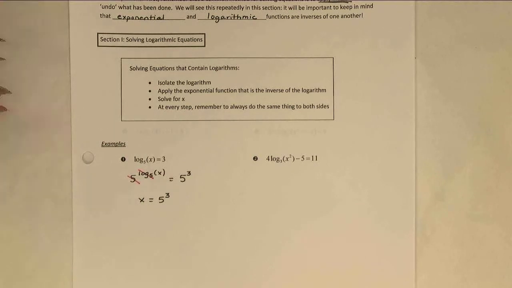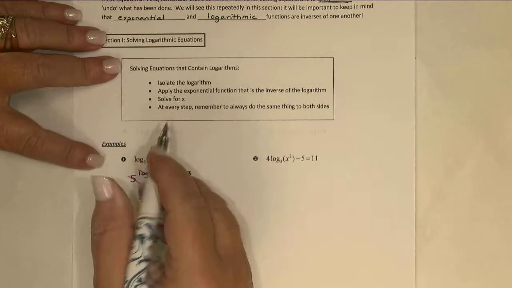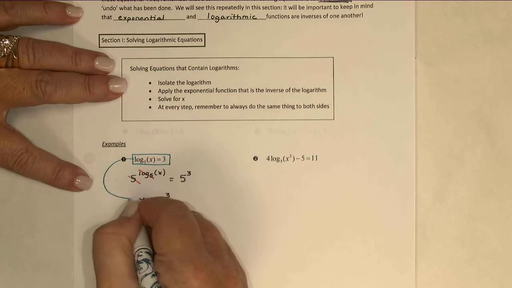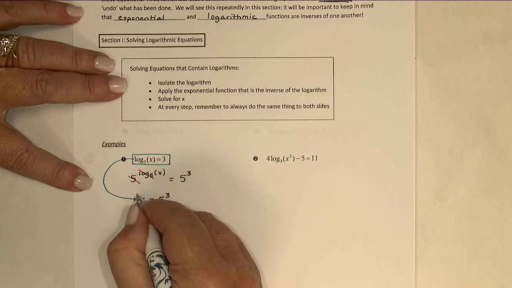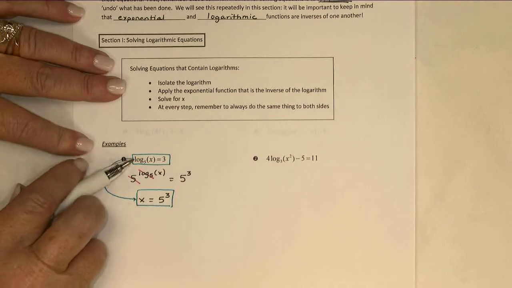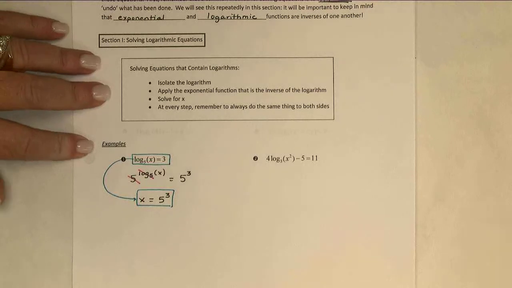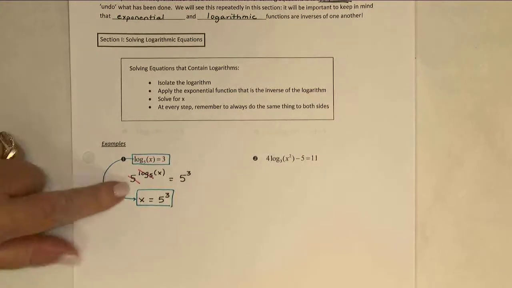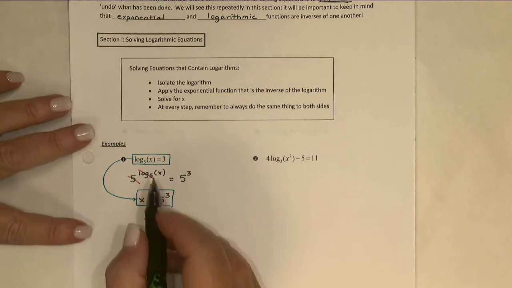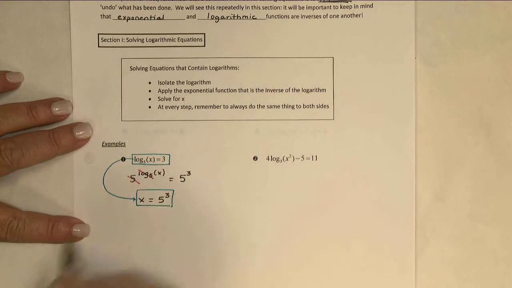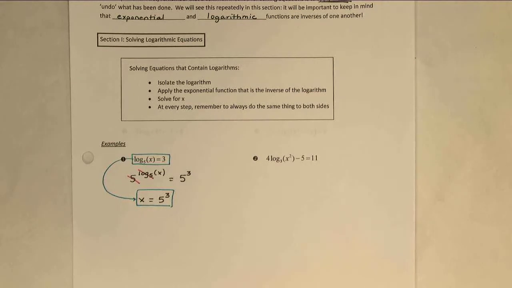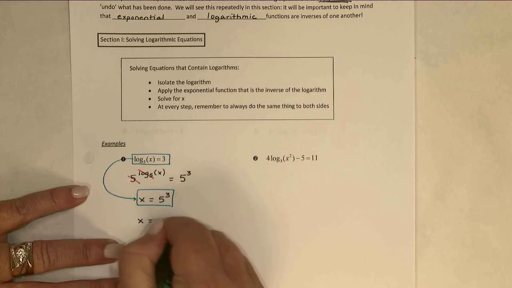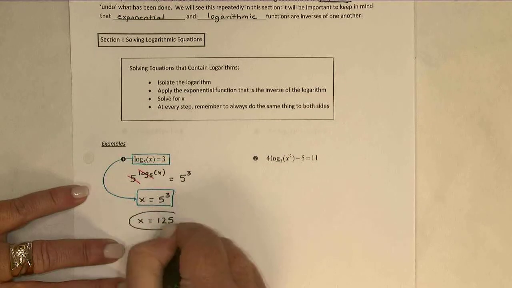Just a comment. When we first were learning about these inverse functions, exponential and logarithmic, we were really looking at both of these forms. And so if you feel comfortable simply changing the logarithm form to the exponential form without writing out that step, you certainly can do that. 5 to that third power equals x. All right, in this case, there's nothing left to do except say 5 to the third is 125, and we're done. We've solved for x.